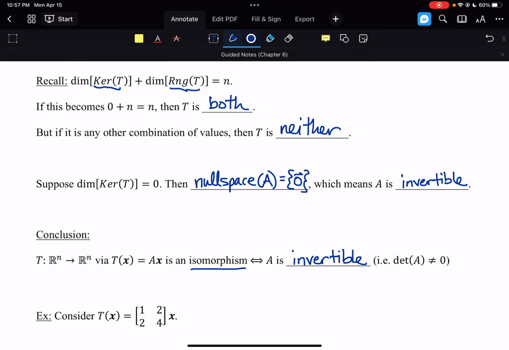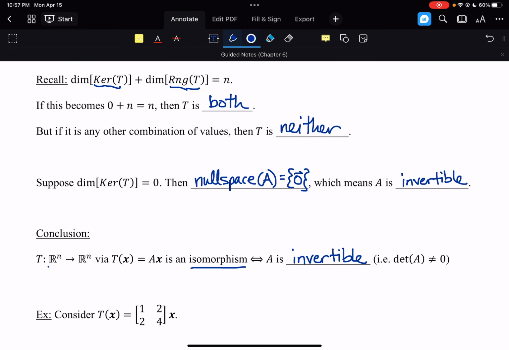All of these conditions lead us to the idea that the matrix transformation being an isomorphism, so being both 1-to-1 and onto, will occur only if A is invertible, and vice versa. A will only be invertible if the matrix transformation for A is an isomorphism. This is really nice, particularly because when we're dealing with square matrices, we have a nice quick check to determine invertibility, and that's the determinant.